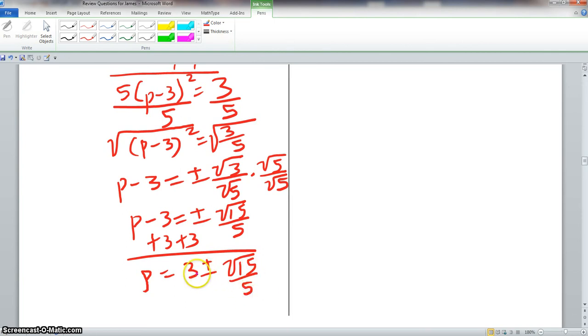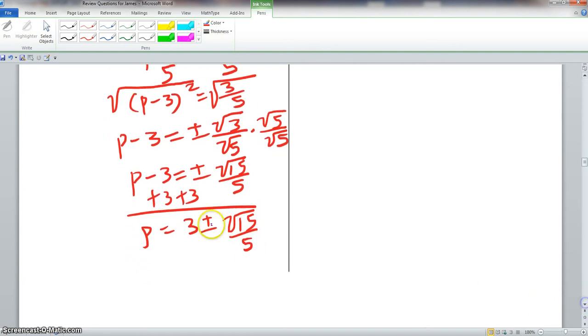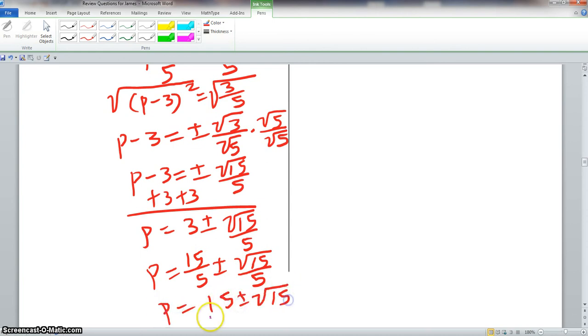Now we could leave it like this, or we could change this 3 to have a denominator of 5. So we know that will become 15 over 5 plus or minus the square root of 15 over 5. Now we can add them together. We have p is equal to 15 plus or minus the square root of 15 over 5. So this could be your answer, or this could be your answer.